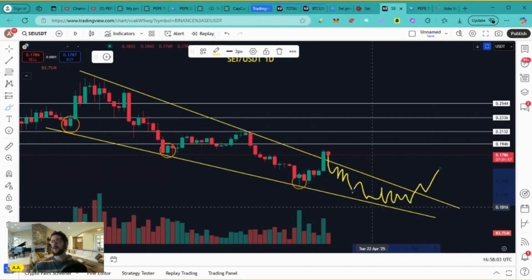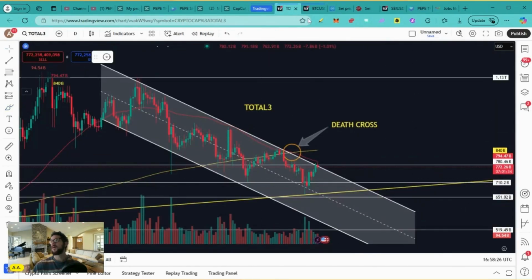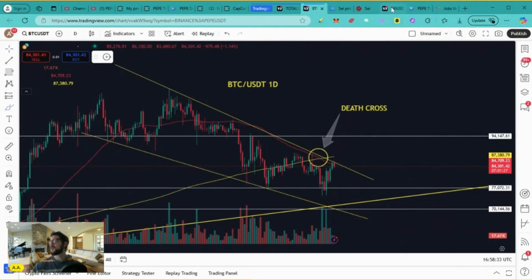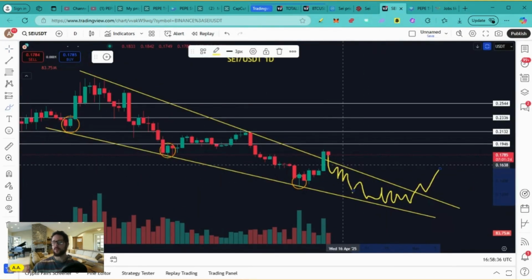Remember, this is a falling wedge pattern, and therefore, sooner or later, I expect it to break to the upside. This pattern has a 65 to 70% chance of breaking to the upside. So even if we see a fake out here and the price action pulls back inside the pattern, sooner or later, I expect SEI to break out, probably when the market conditions are better. When the total 3 breaks out of this downtrend and Bitcoin breaks out of this downtrend, SEI is going to be able to perform better.